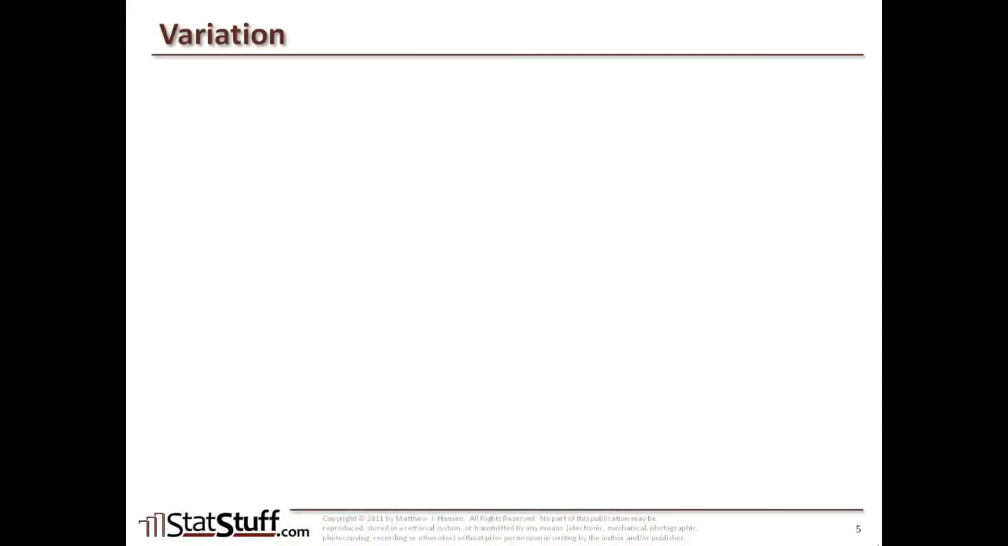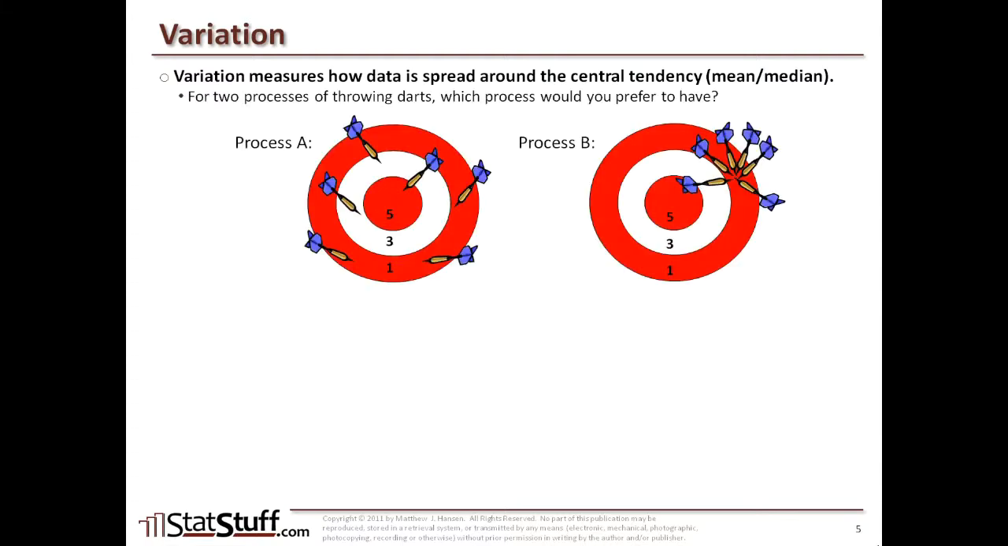Another key concept of interpreting distributions is variation, or spread. Variation measures how far our data is spread out around the central tendency, again, which could be the mean or median that we're using. So let's say we have two processes that we're trying to run.